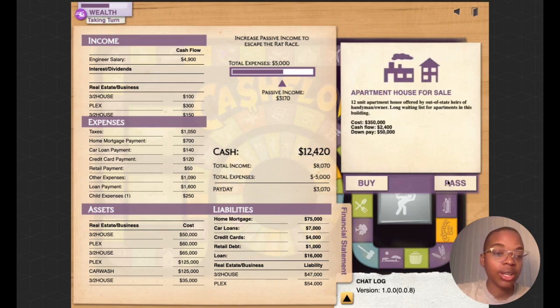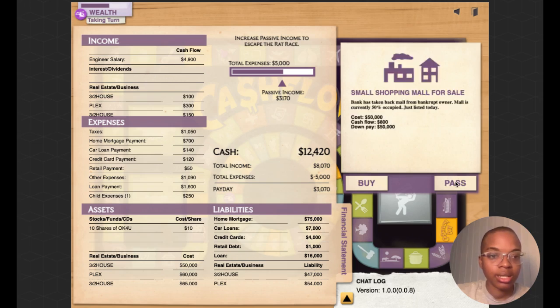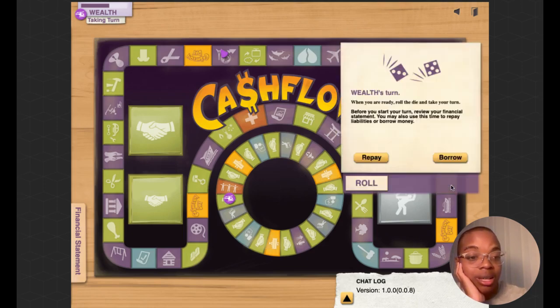Yeah, 50K down. I gotta pass on that. Another 50K down for a shopping mall. Bank has taken back a mall from bankrupt owner. The mall is currently 50% occupied, just listed today. You know, I gotta pass. I just don't have enough for it.